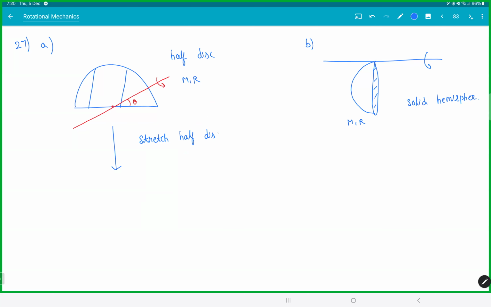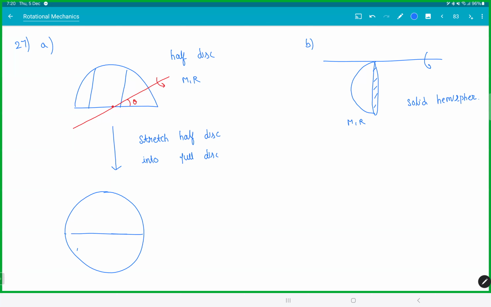There's a good chance I have seen people messing up the mass values. You'll get errors. So keep it simple. Stretch the half disk into a full disk. When you stretch it, what will happen? Thickness will become half, right? But anyway, thickness doesn't matter. Now see how it looks.